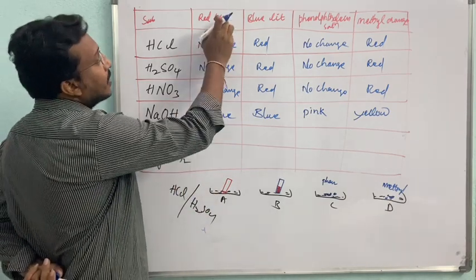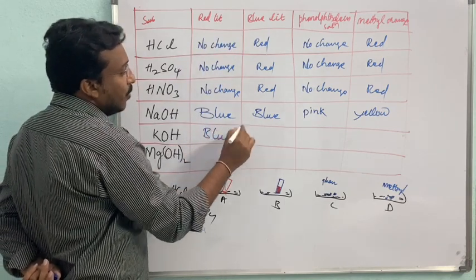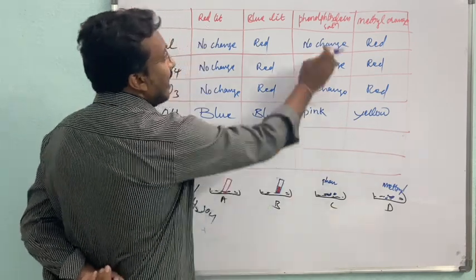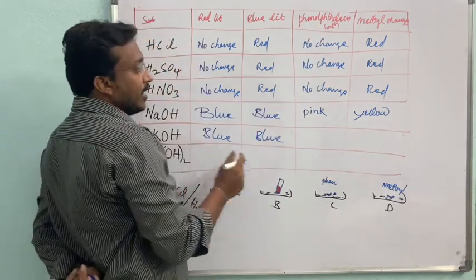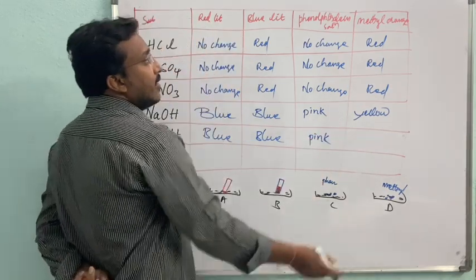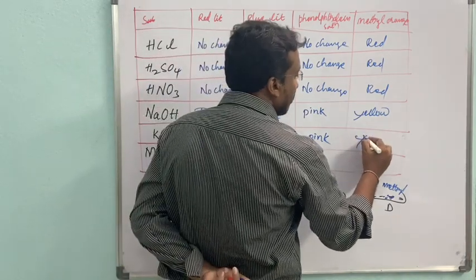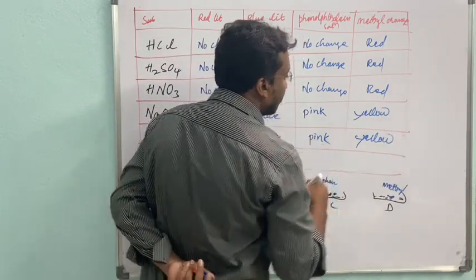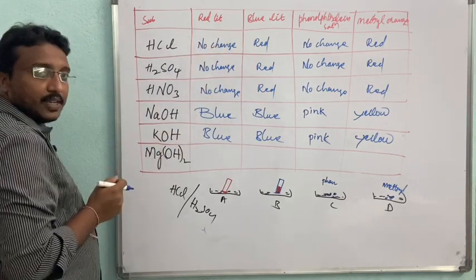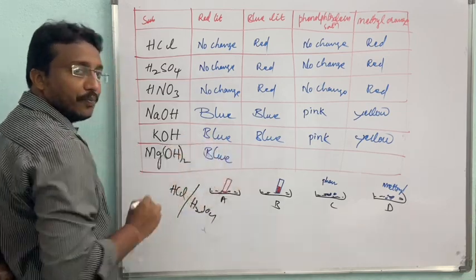Next, again KOH, potassium hydroxide. When I dip a red litmus, it turns into blue, and blue stays blue, there is no change. Phenolphthalein solution added to KOH turns into pink in color. When I add methyl orange to KOH, again it turns into yellow. Got it? And when I dip red litmus in magnesium hydroxide, it changes into blue.